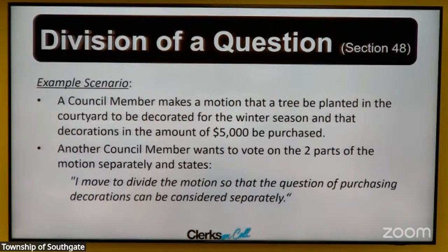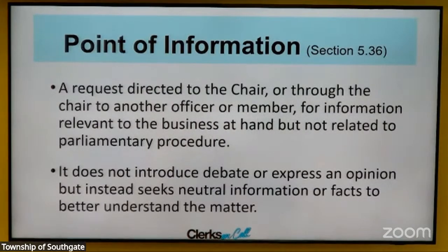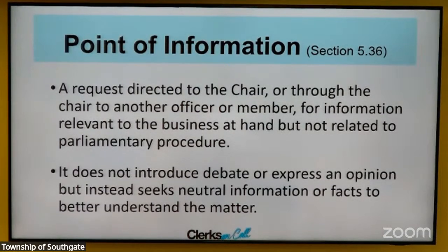And point of information is another incidental motion. It's a request directed through the chair to another member or staff member for information relevant to the business at hand, but not related to parliamentary procedure. So point of information is used to request factual information on a matter being discussed.